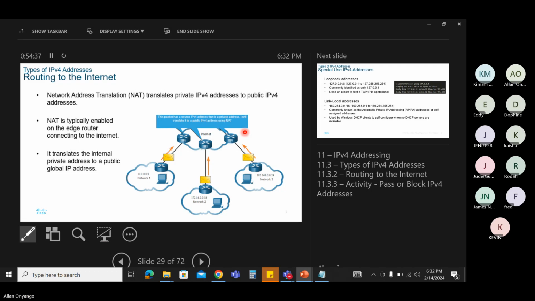Right now, like I was telling you in this KU, do you know that as a university, this campus, we only have one public IP, only one. We are sharing it with the private ones. So the border of this network translates all your IPs to that one public IP.